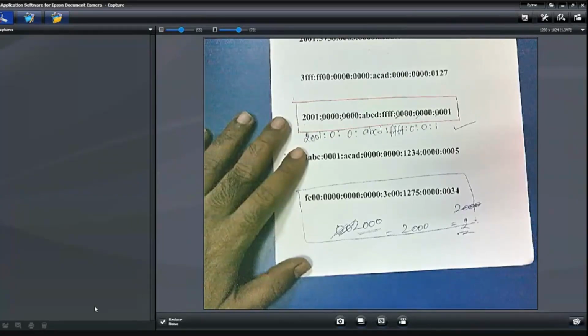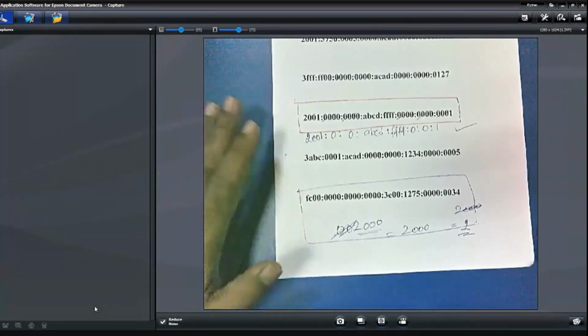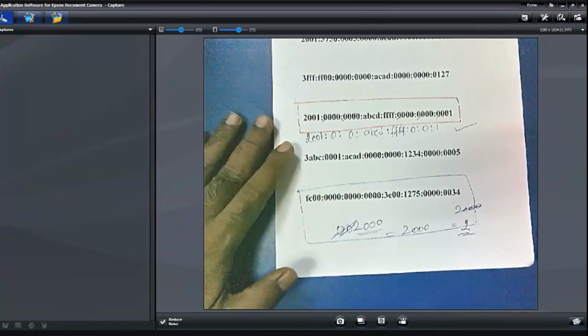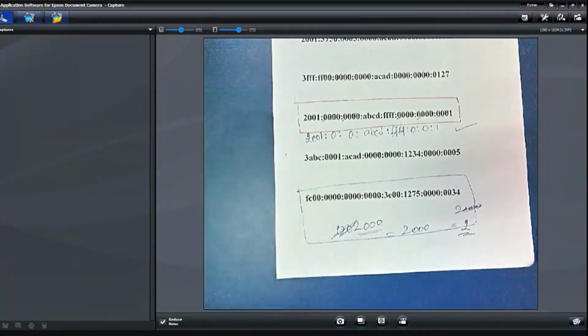Okay, think and do it. Those who already gave the answer, you can correct your answer, no problem. Come on. That's why I gave this problem.